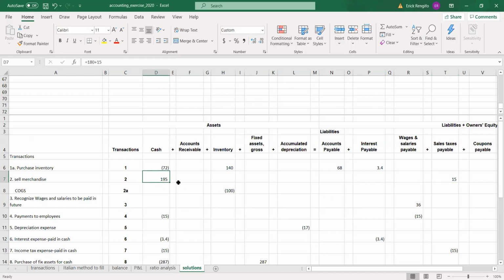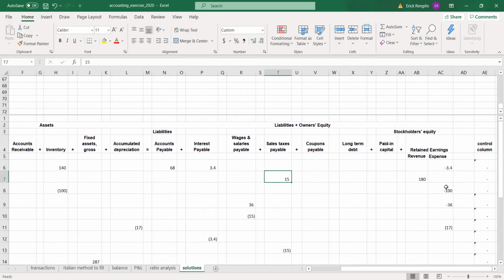Okay, from these 195, 180 are ours and 15 are not ours. That's for the government. Do you agree? So that's why I need to separate it from this 195. 15 goes to the government. I haven't paid yet, so that's why it is a liability, a short-term liability. However, I have this 180, and I have this 180 as my revenue. Make sense to you?